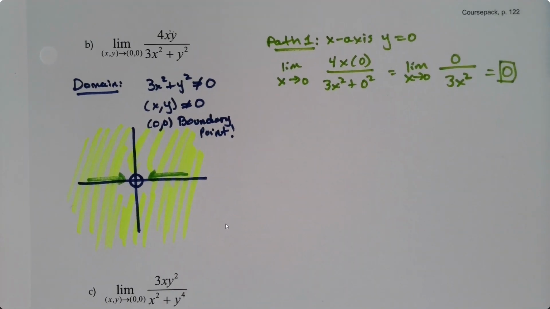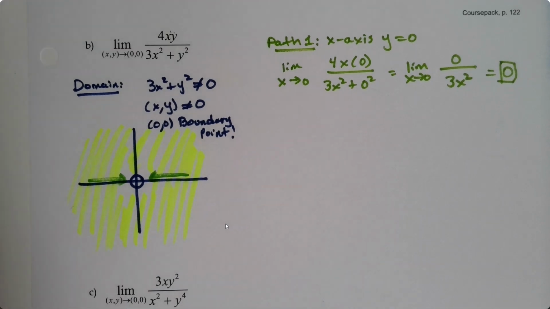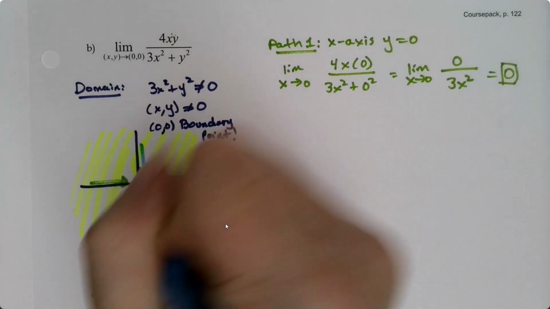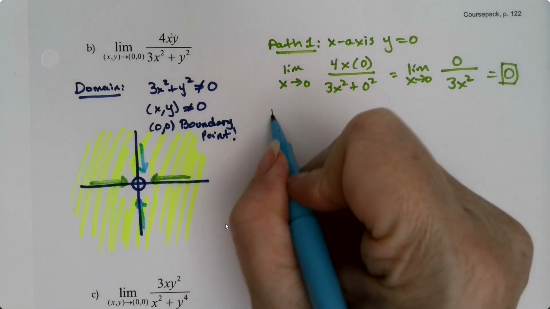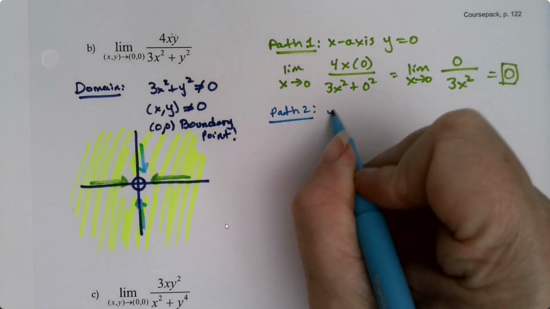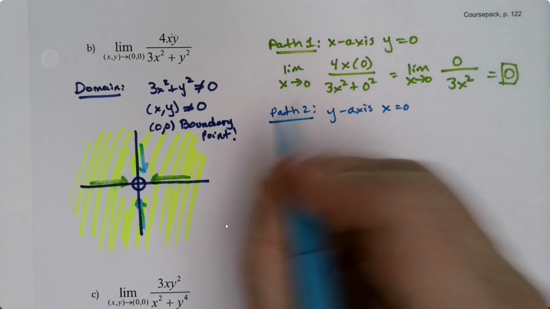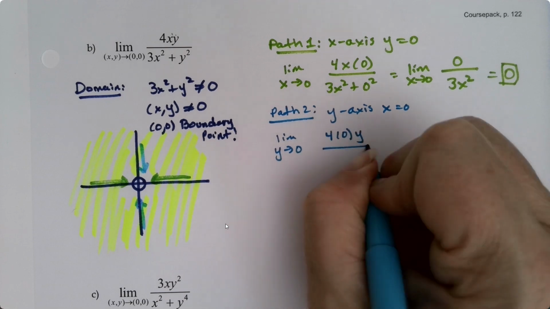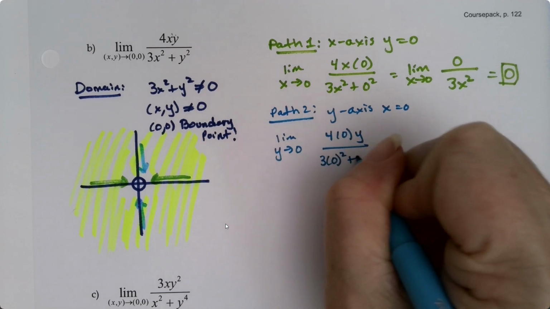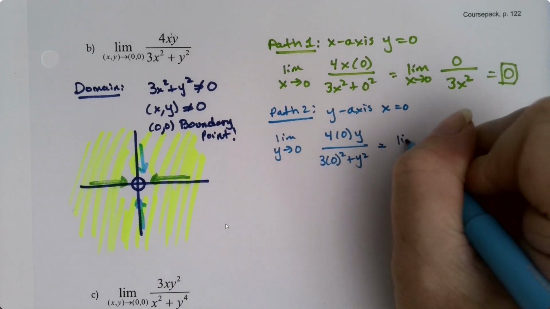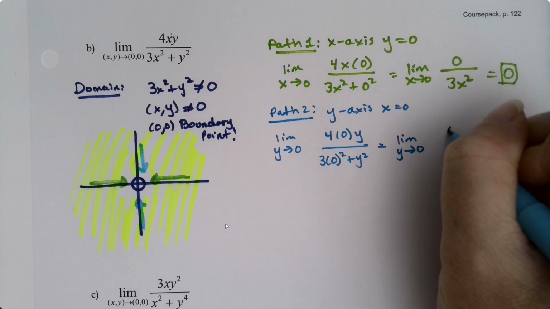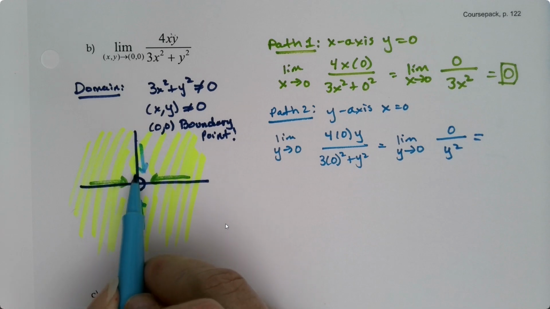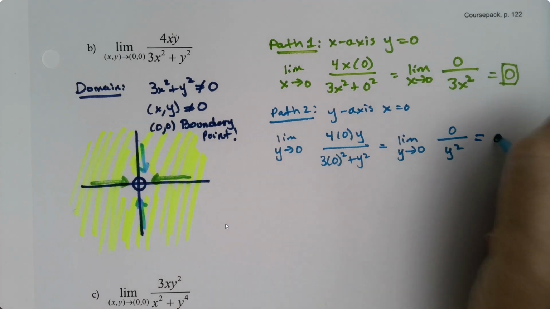Okay, well, just like the last one, we could try the y-axis. It's not going to work, but I want to show you guys what happens when you try it. If you try the path to the y-axis, which is x equals 0, you can perhaps see the problem. It's 4 times 0 times y over 3 times 0 squared plus y squared. That's 0 on the top, so 0 over y squared. And again, that's 0 all the way. Literally every single point, it's 0. So the limit is just 0.